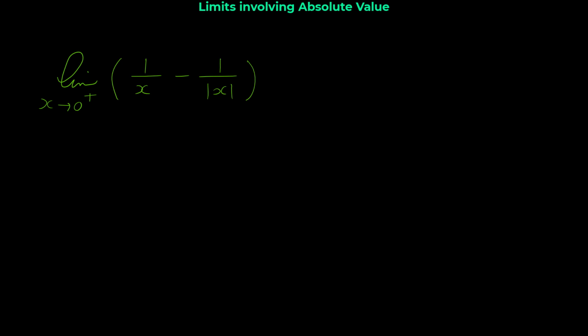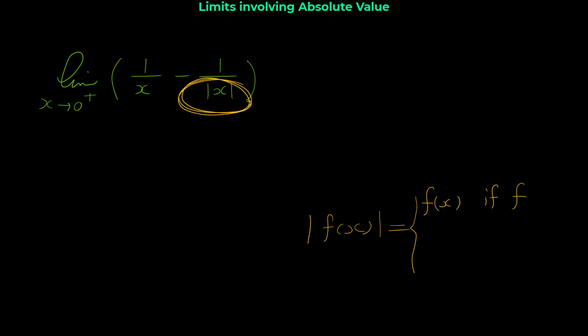If you remember from the previous video, to find limits involving absolute value, first we have to try to get rid of the absolute value in the expression. And to get rid of the absolute value, we always use this rule. Absolute of an expression equals the original expression if f of x is positive, and equals negative of f of x if f of x is less than 0.